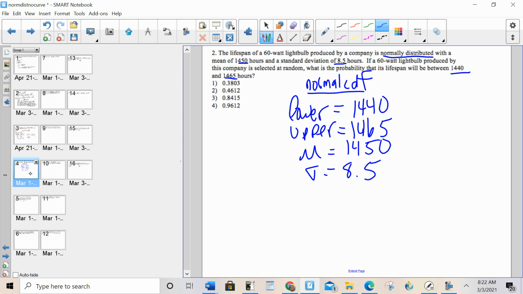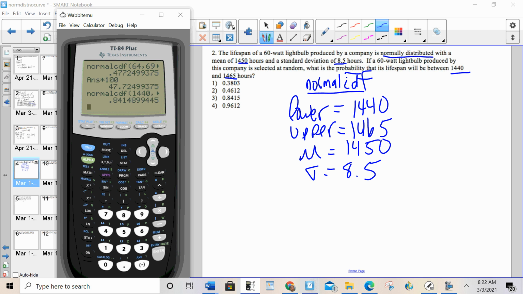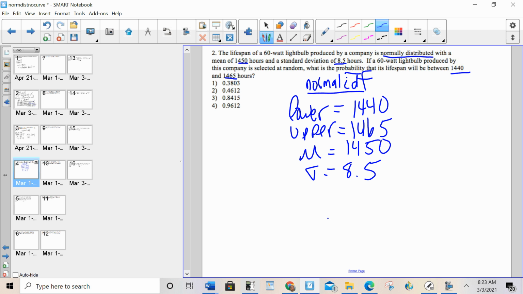In this one, it's just asking for the probability. So I'm done. It's 0.8415, and your answer is choice 3. So if it's just asking for a probability, not asking for a number of data points or a percent, you're done.